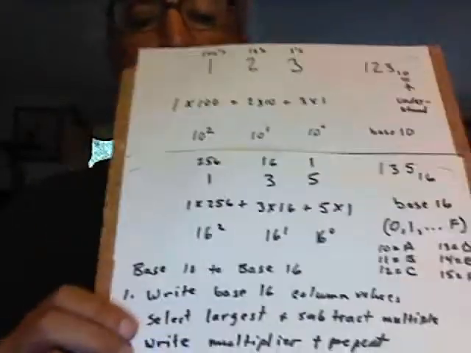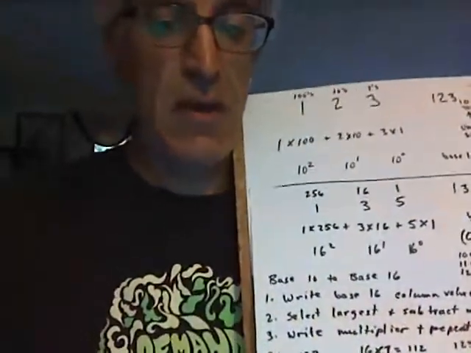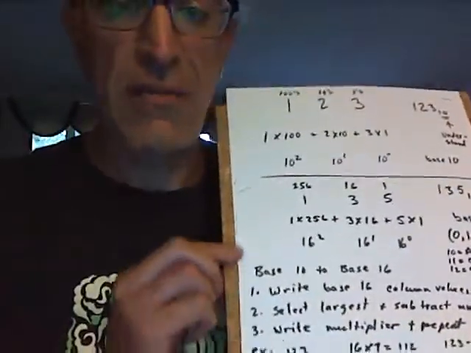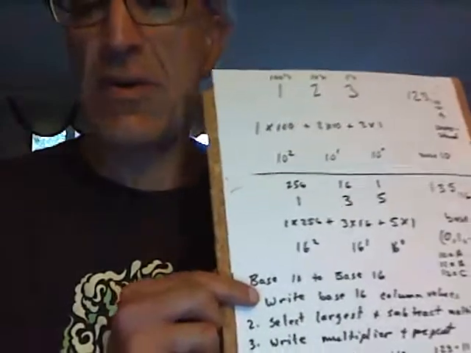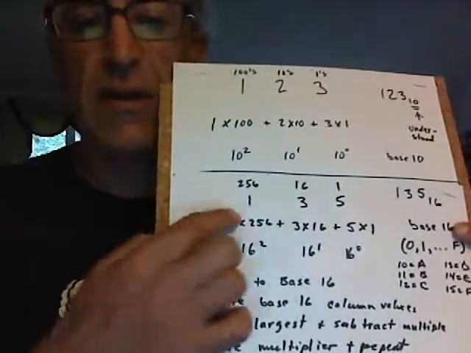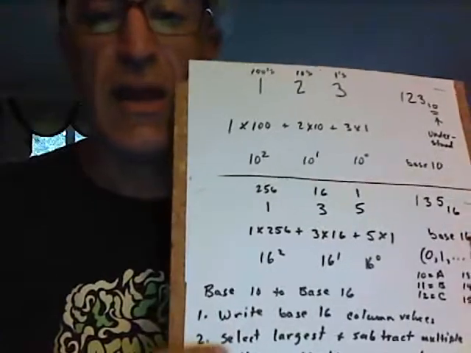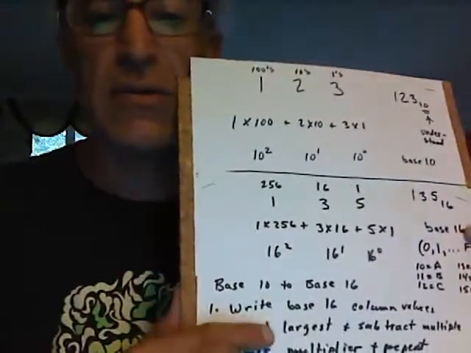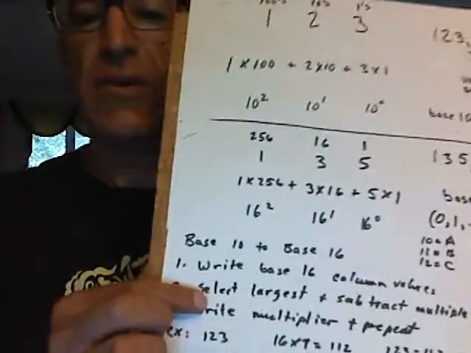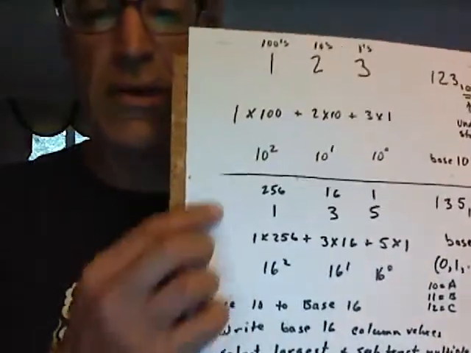So now we want to convert from base 10 to base 16. So for that to happen, you have to first know what your column values are. So you're going to write down basically these numbers here, 1, 16, and 256. And then the second step is select the largest and subtract some multiple of that largest number, and then write the multiplier and repeat.